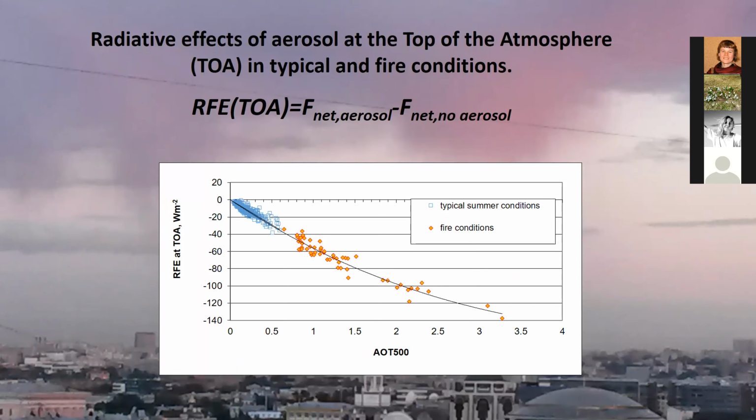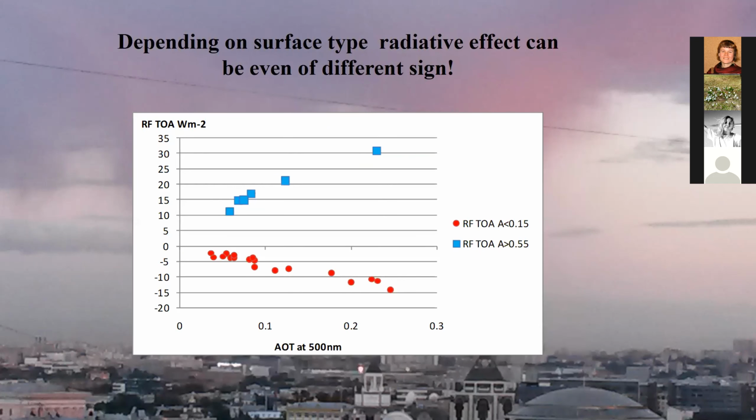Speaking about the radiative effect of aerosol, which is the difference of the net radiation in an aerosol atmosphere minus the net radiation in a no-aerosol atmosphere at the top of the atmosphere, we can obtain the following dependence of this RFE value as a function of the aerosol optical thickness. You see in clear conditions, these are the red points, we have a very large negative radiative forcing effect. But it depends on surface conditions, and if you have a bright surface, for example with an albedo higher than 0.55, we have even positive values of the radiative forcing effect.